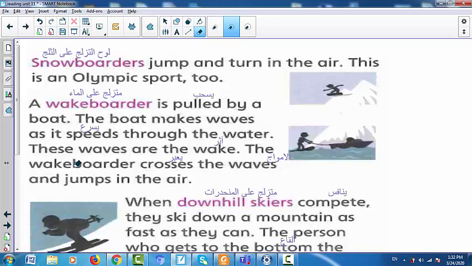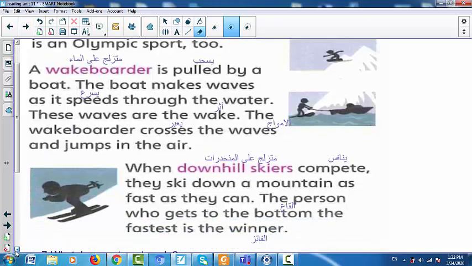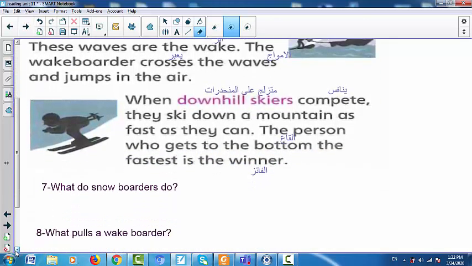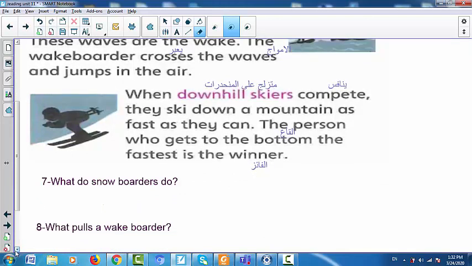A wakeboarder is pulled by a boat. The boat makes waves as it speeds through the water. These waves are the wake. The wakeboarder crosses the waves and jumps in the air. Another sport. When downhill skiers compete, they ski down a mountain as fast as they can. The person who gets to the bottom the fastest is the winner. اللي بوصل لقاع الجبل الأسرع بيكون هو الفائز.